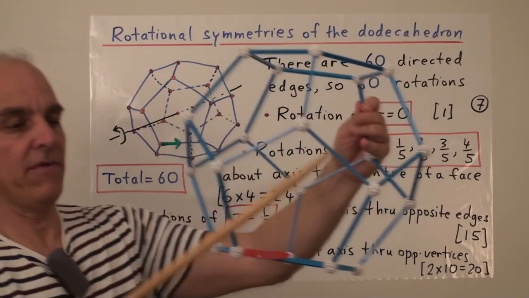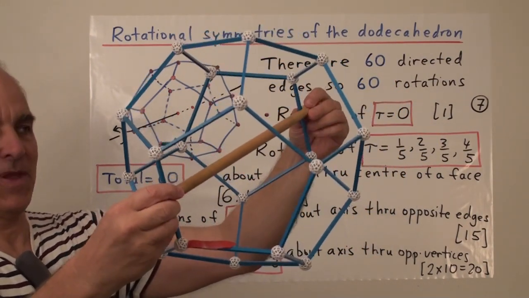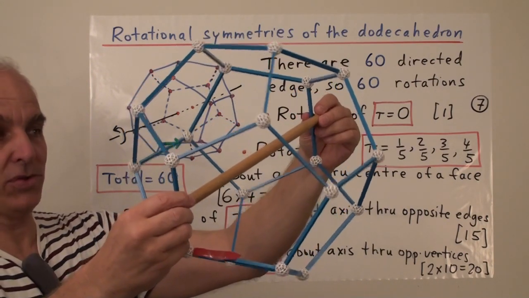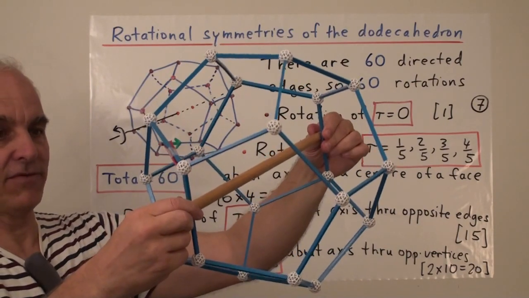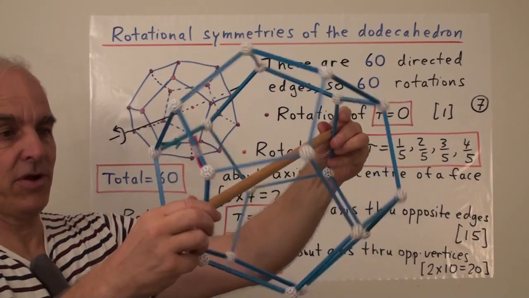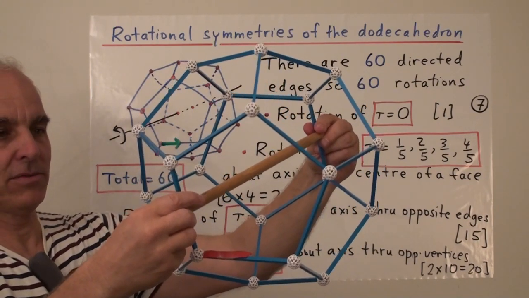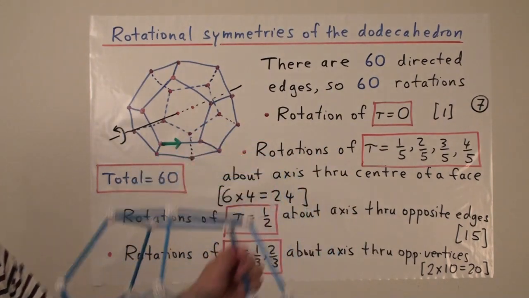We have a look at the associated axis. There's the associated axis, and I can rotate about that axis, but I have to rotate by half a turn. That's the only thing that will put the thing back in the same position as it started. So I've just rotated by half a turn, and if I rotate by another half a turn, I'm back to where I started. Okay, so there's one non-zero rotation about such an axis.